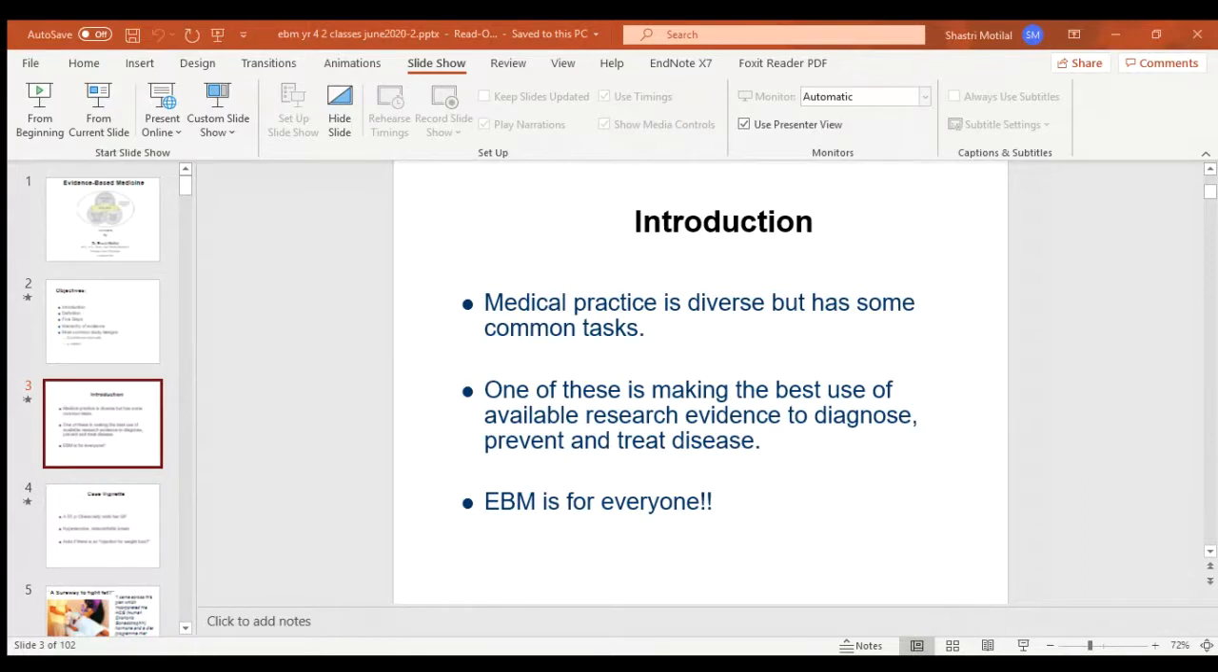Right. So the topic of evidence-based medicine, guys. What we'll go through this morning is a little bit of an introduction. We'll go through a definition of what EBM is, the 5 steps of evidence-based medicine, and something called the hierarchy of evidence, and we'll look at the common study designs.